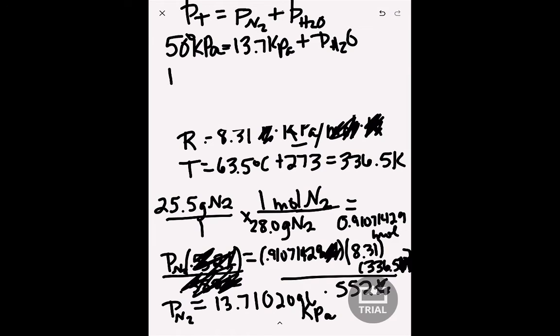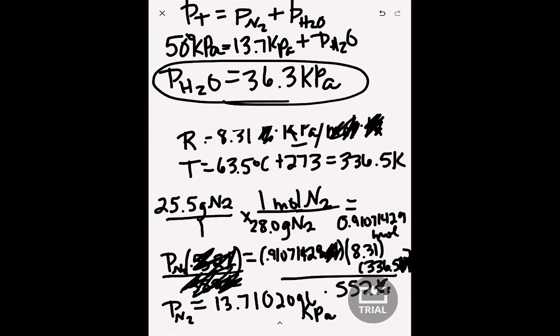So what we're going to have to do then to solve for the pressure of the water is subtract 50 minus 13.7. And I think that's 36.3, but I'm going to type it in my calculator just to make sure because it's kind of late at night right now and my brain is fried. 13.7. Yes, 36.3. So 36.3 kPa would be the partial pressure of the water. So in that problem, you had to use PV equals nRT to find the pressure of the nitrogen. And then once you find that, you have to subtract that from the total pressure, which they gave you in the problem was 50.0, to get the pressure of the water vapor.